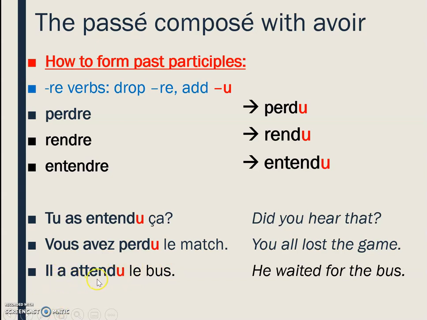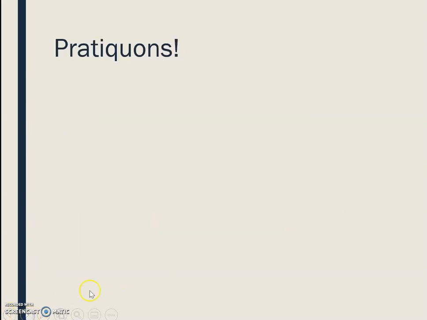He has waited. The important things to remember from today, you need the verb avoir plus a past participle to form le passé composé. Past participles for ER verbs end in an E with an accent aigu. IR verbs end in an I. RE verbs end in a U. Let's practice.